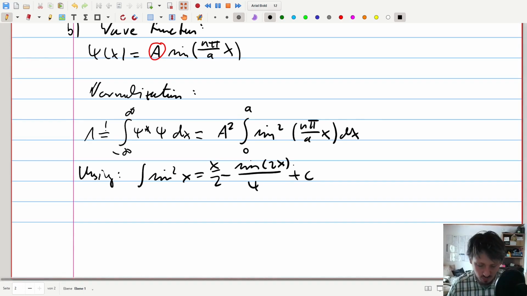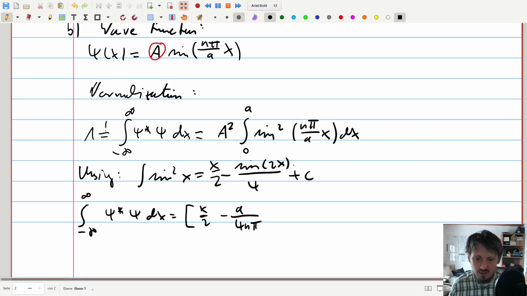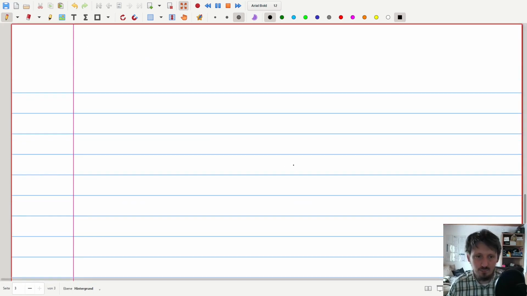Yeah, so now we can use this equation in order to solve that, which means now in this case the integral from minus infinity to infinity of psi star psi dx is given as x half from this formula above minus, because of the chain rule, a divided by 4n pi sine 2n pi over a x, integrated from 0 to a. And now we can make another page.